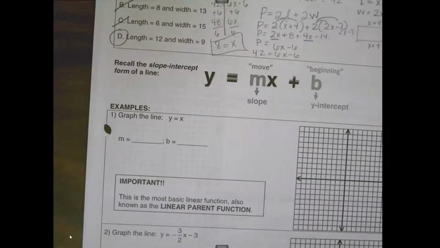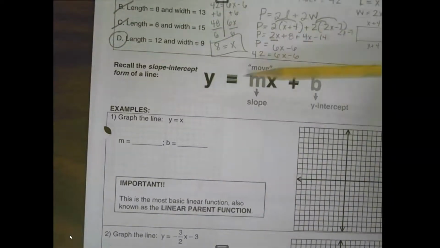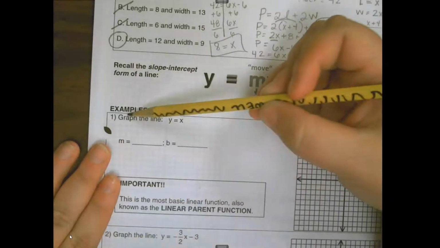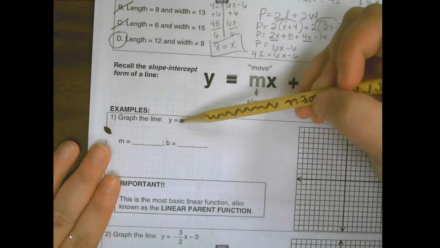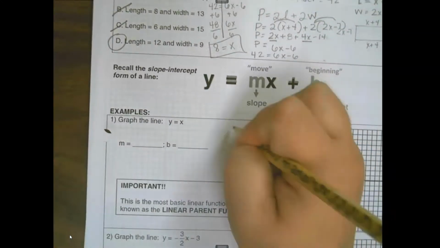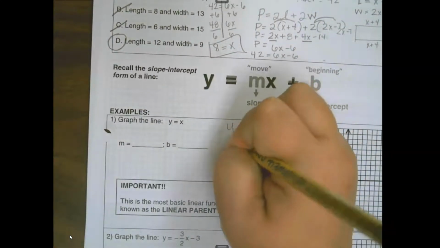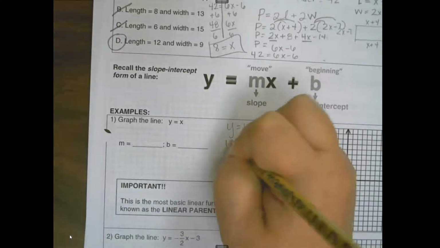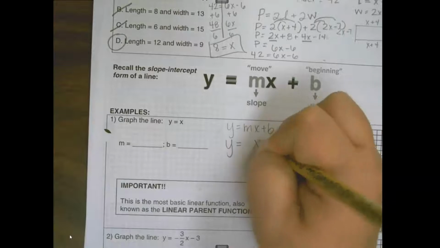Recall the slope-intercept form of a line. y equals mx plus b, where m is my slope, while b is my y-intercept, where I'm going to begin. So I'm going to graph the line y equals x. So let's think about that. I want the form y equals mx plus b, but all I have is y equals x.